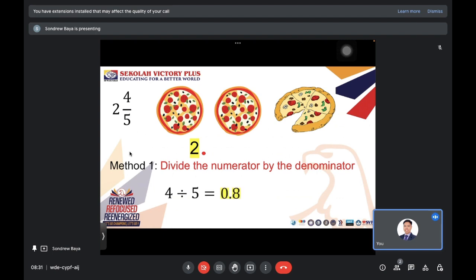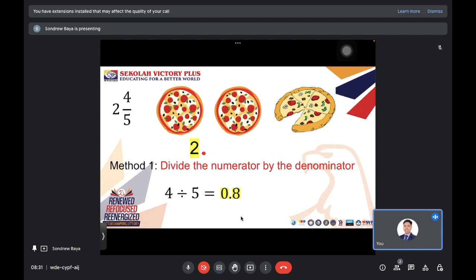For those of you who find it difficult to do this, I have another video which I'll be sending in Google Space. Click that video if you find it difficult to divide 4 by 5, or if you have forgotten how to divide 4 by 5 to get 0.8. So click that video, watch that. After you have watched that video, then you can continue this particular video. So you can move forward already.